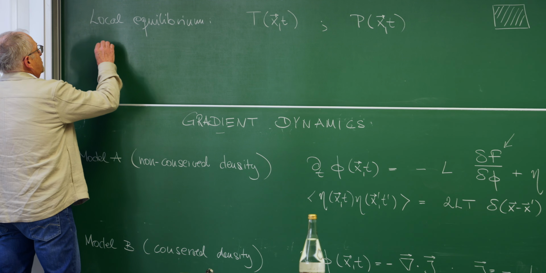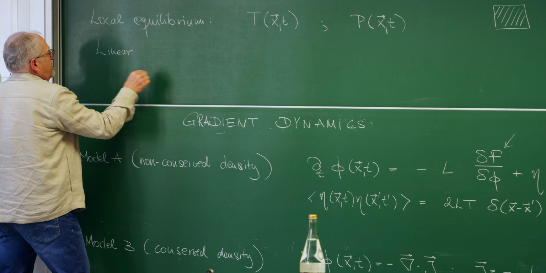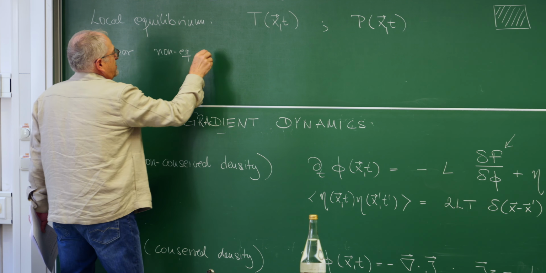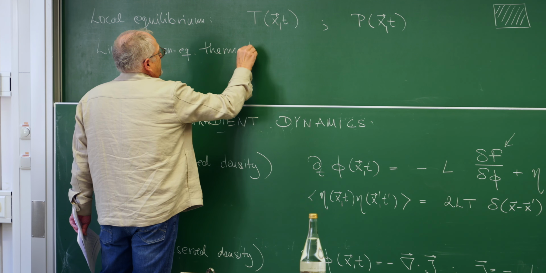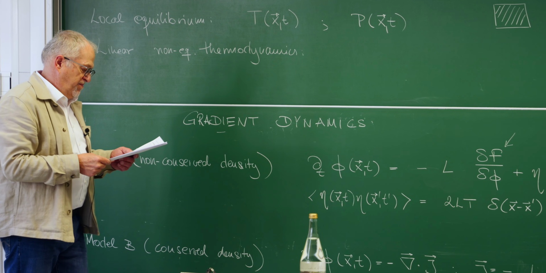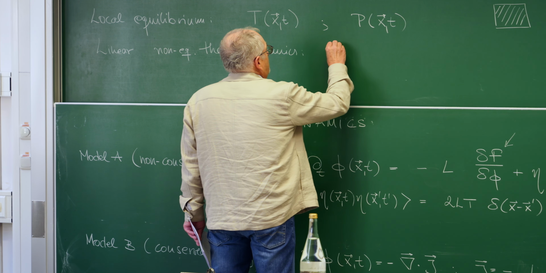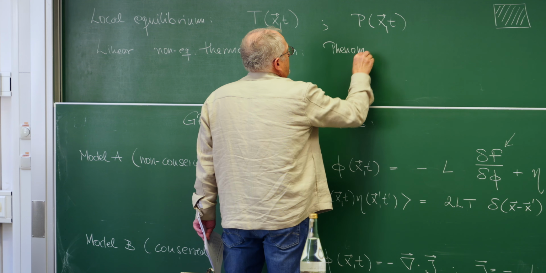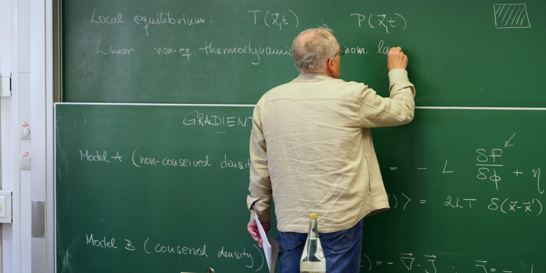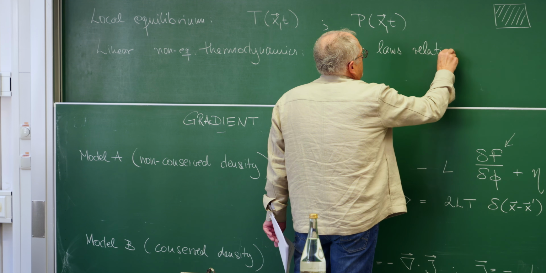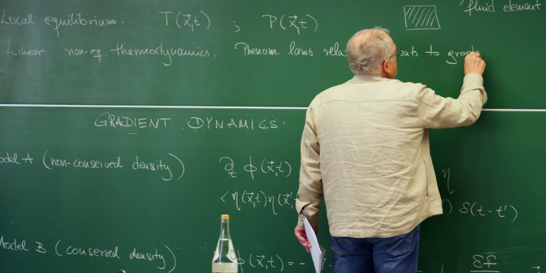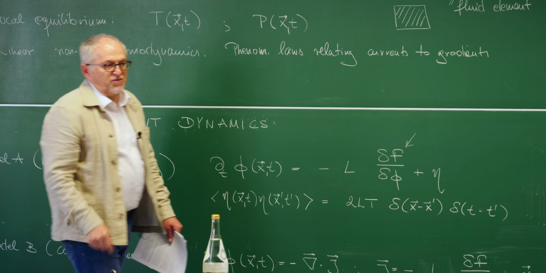Okay, we want to specify the relaxation to equilibrium by linear non-equilibrium thermodynamics, and I will often just refer to this as Onsager's theory. And what this means is that you have some deviation from equilibrium, and those deviations from equilibrium are then relaxing towards equilibrium, and how they relax I will describe by phenomenological laws that are relating currents to gradients, and you will see what kind of currents I mean and what kind of gradients I mean.